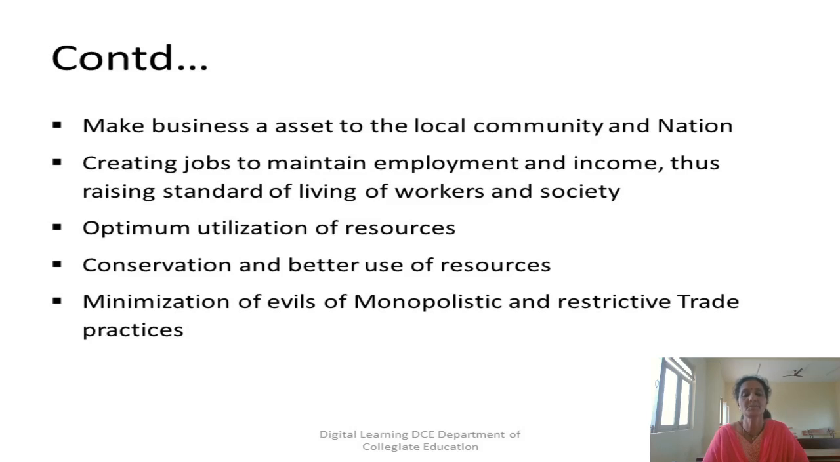Then conservation and better use of resources. See which resources you can conserve, which you have to conserve, and what resources are available. Naturally, those resources have to be put to better use.